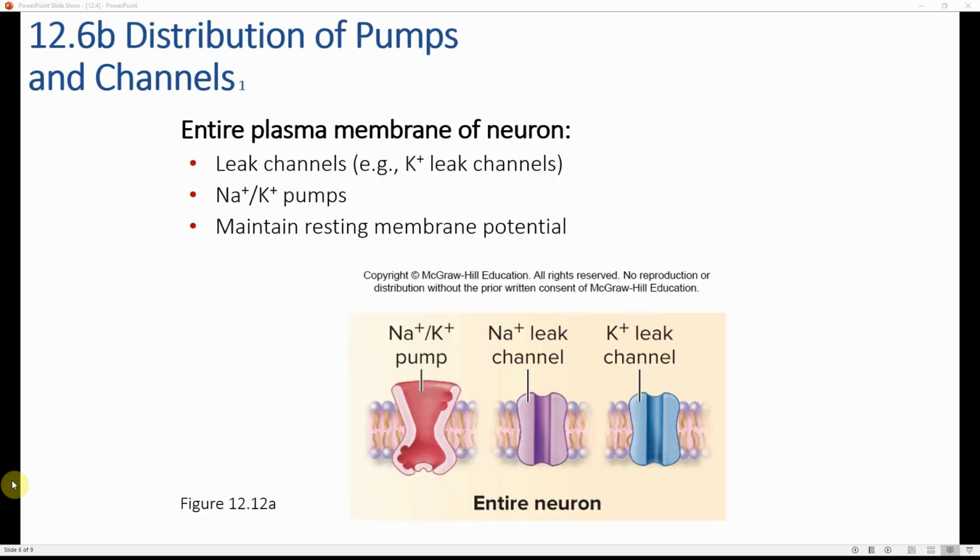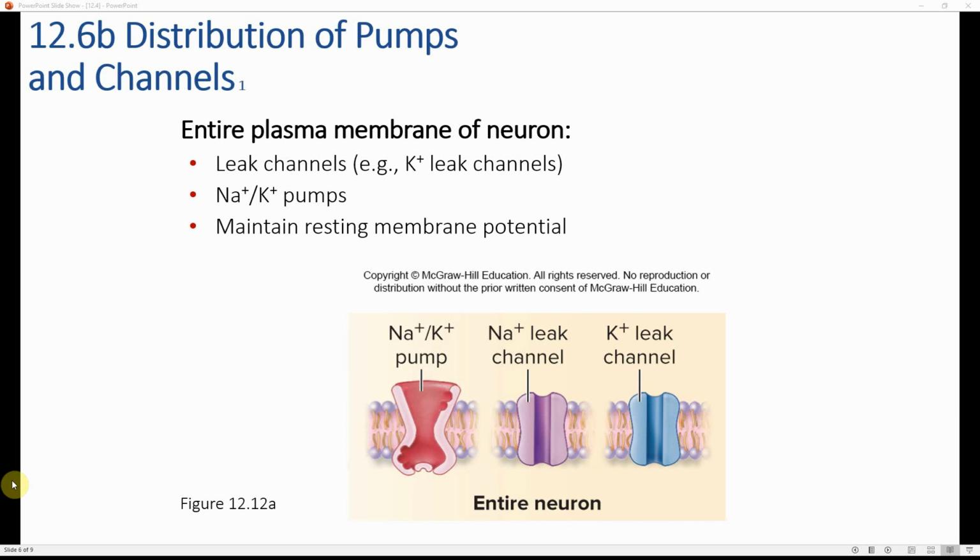So when we look at the neurolemma of a neuron, we've got leak channels, we have sodium-potassium pumps, and we need to maintain our resting membrane potential. So you can see we've got our sodium-potassium pump, we've got sodium channels and potassium channels.